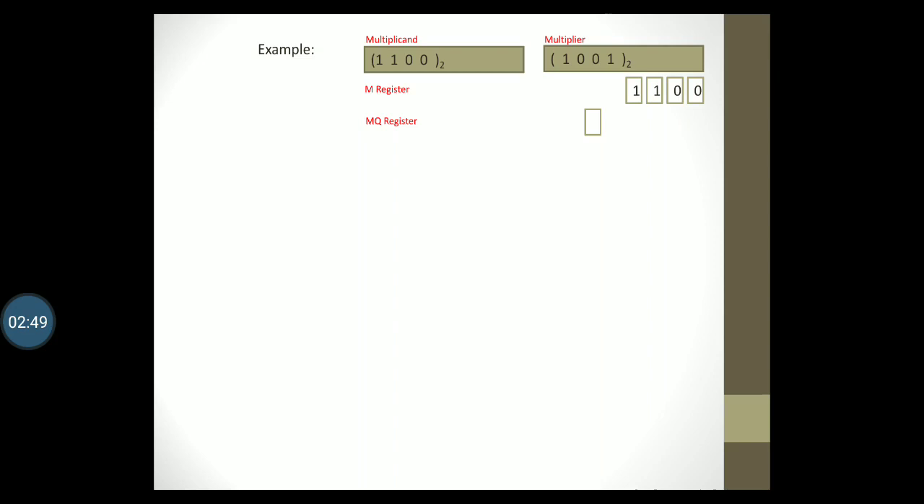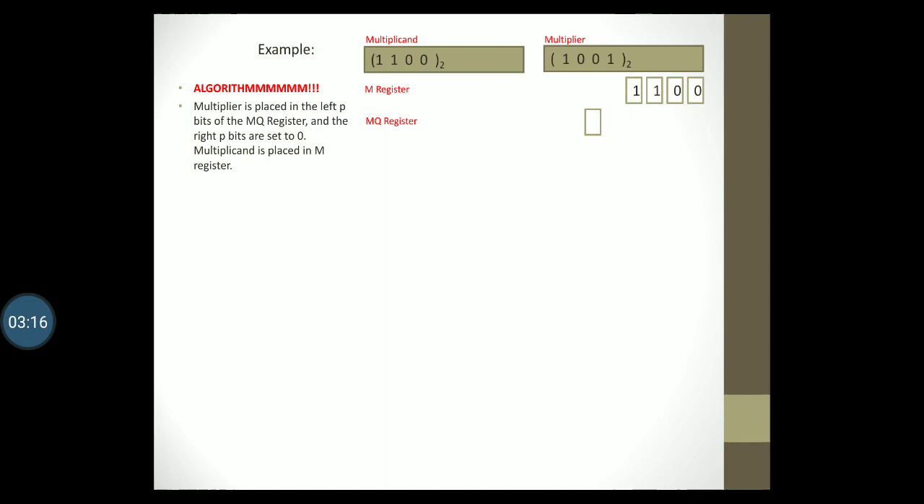Whenever a computer is supposed to execute something, we have to give it an algorithm or a procedure to follow. So what we need is an algorithm. The first step is as follows. The multiplier is placed in the left p bits of the MQ register and the right p bits are set to 0. Multiplicand is placed in the M register.